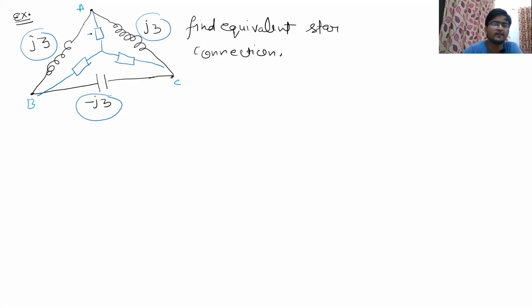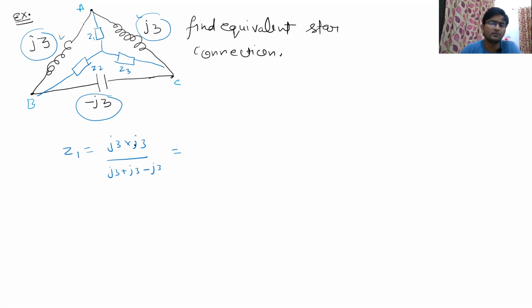So let's call this Z1, this Z2, and this Z3. Remember the formula for star network or delta to star conversion. Z1 will be equal to the multiplication of the two neighbors of Z1, which are J3 into J3, divided by the summation of all the values. So J3 plus J3 minus J3.